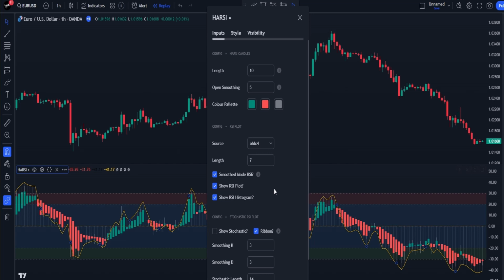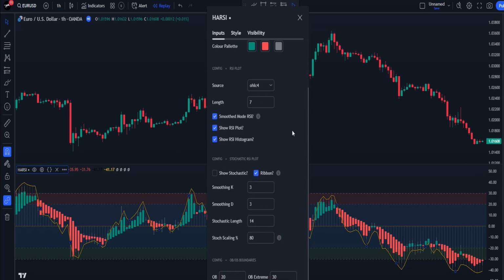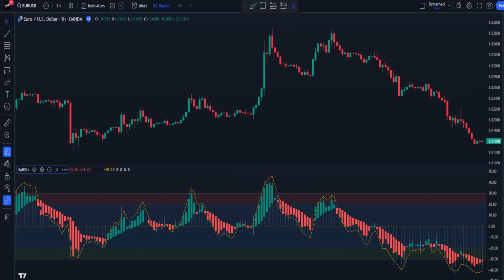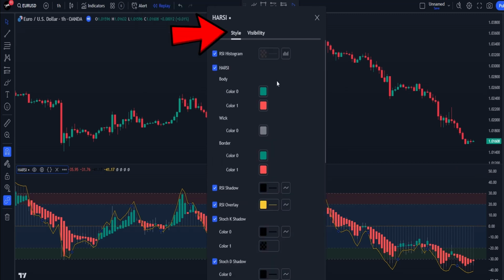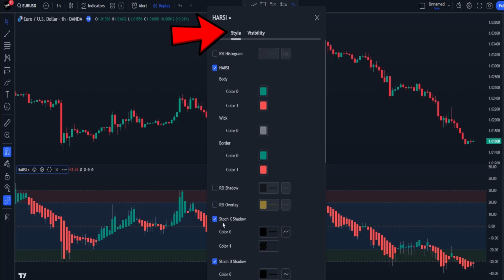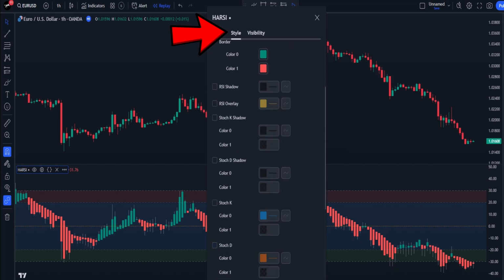A deeper scroll reveals a setting to modify the RSI plot length. Furthermore, the option to include a stochastic RSI exists, although it won't be employed in this context. Consequently, default settings will be retained. Having tailored the input parameters, our focus now shifts to style adjustments. Begin by eliminating the RSI histogram overlay and shadow. Subsequently, strip away all stochastic indicator components. With this, the setup is complete.